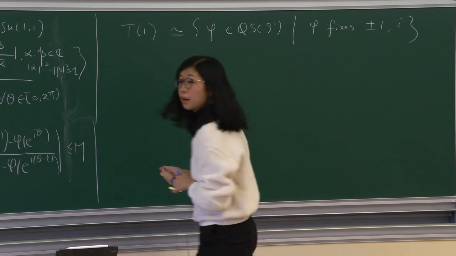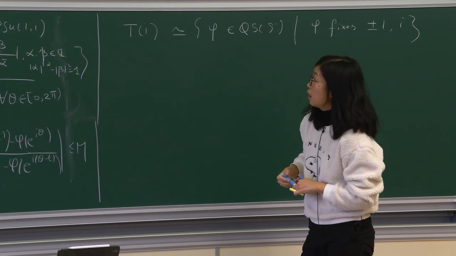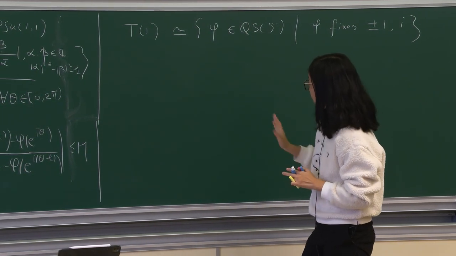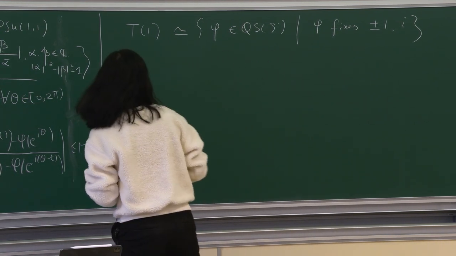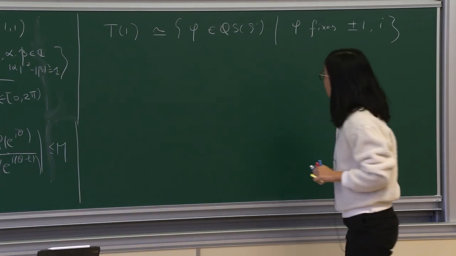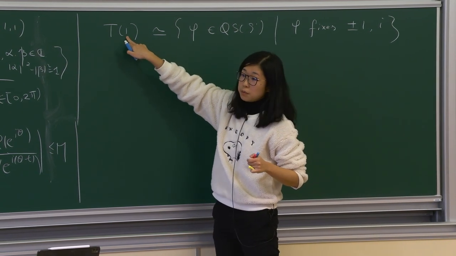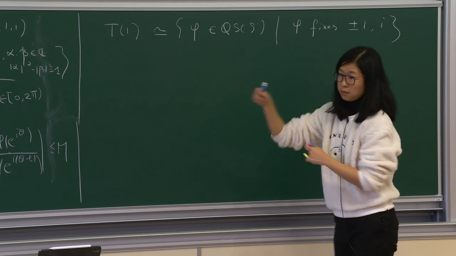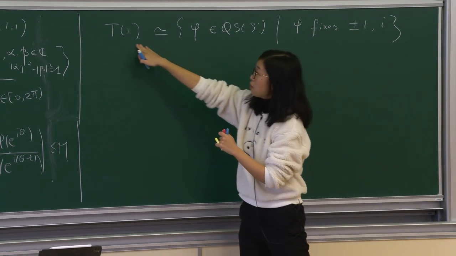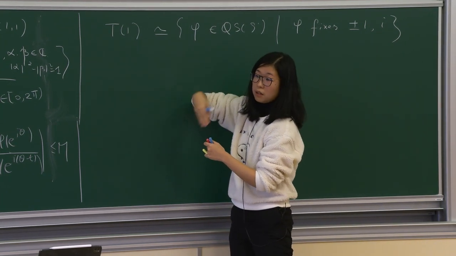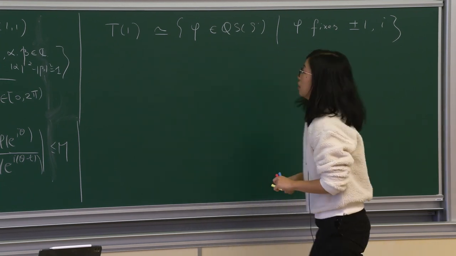Just one question. Why is it called T of 1? Yeah, okay, I will come to it very quickly. The 1 basically refers to a trivial group. There is no group action. So it would relate to other Teichmueller spaces where you have a function group there.